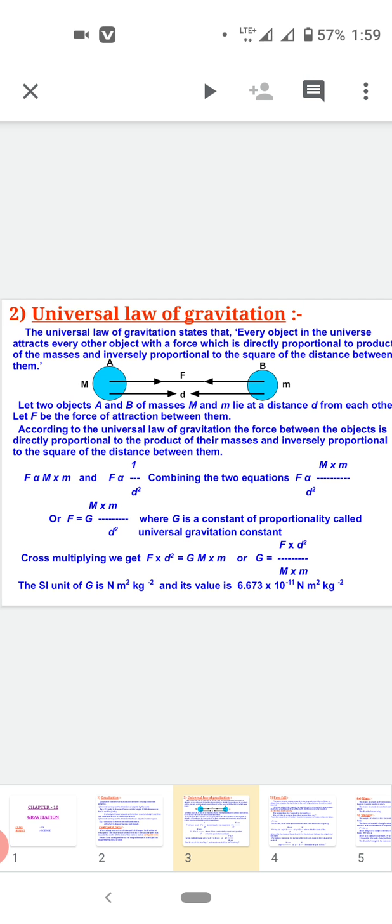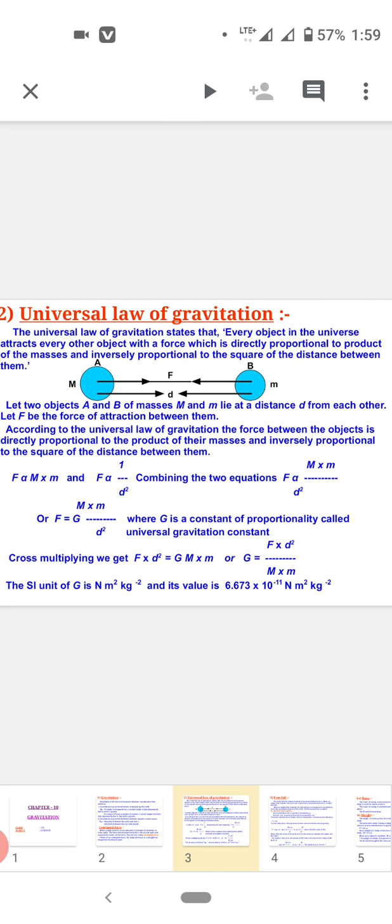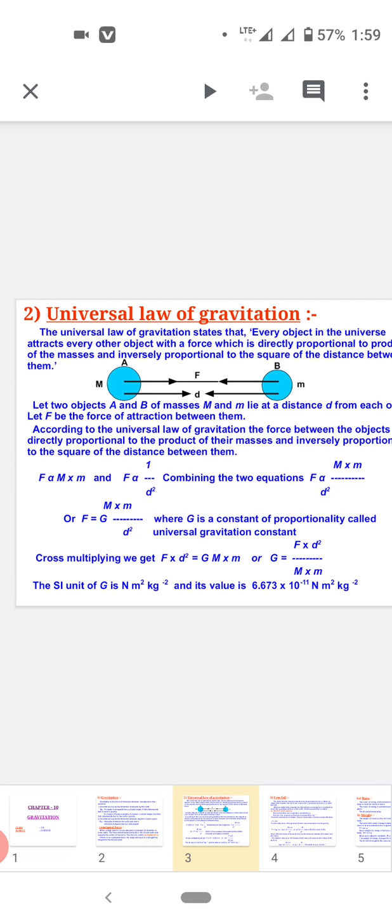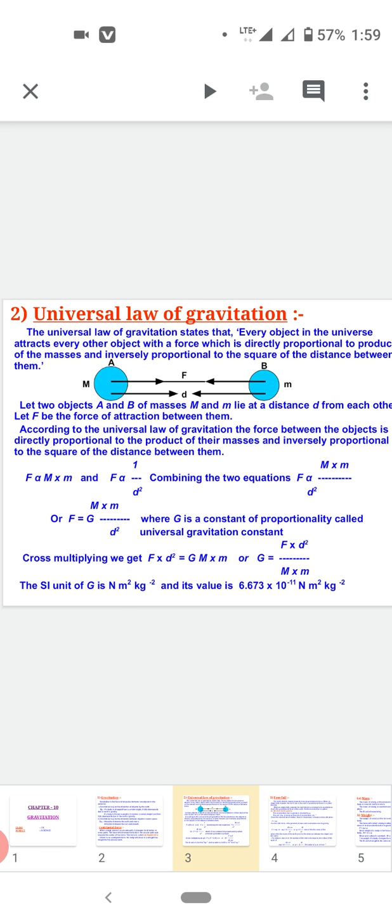The value of G is 6.673 into 10 to the power minus 11 Newton meter square per kg square. So, the unit of G is Newton meter square per kg square.